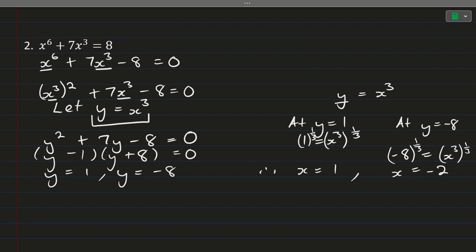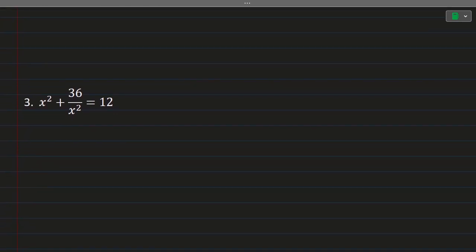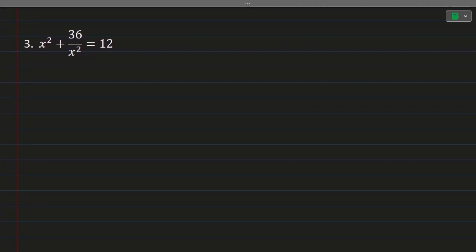Now let's move on to number 3. x squared plus 36 over x squared is equal to 12. We need to get rid of this denominator. To do that, we'll multiply the whole equation by x squared. If you multiply x squared by x squared, it becomes x to the power 4. If you multiply 36 over x squared by x squared, it becomes 36. And if you multiply 12 by x squared, it becomes 12x squared.